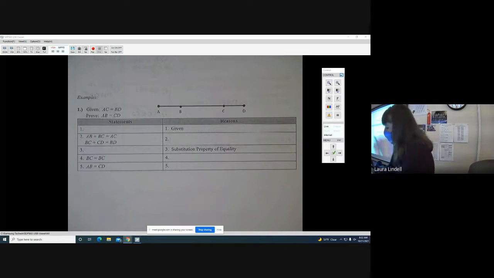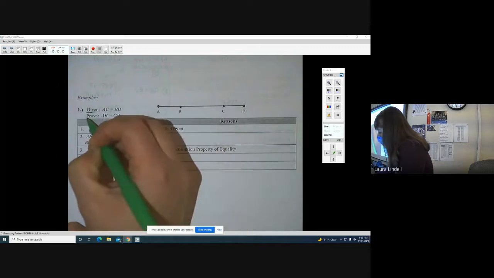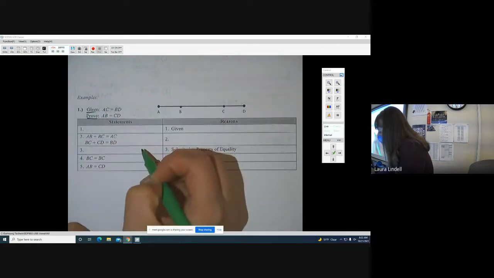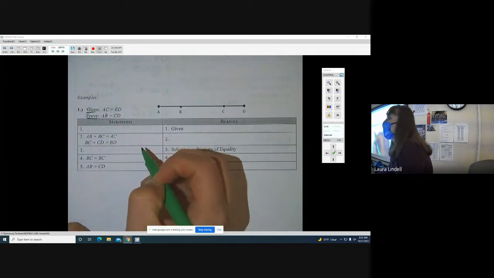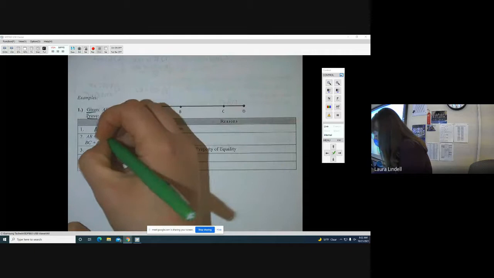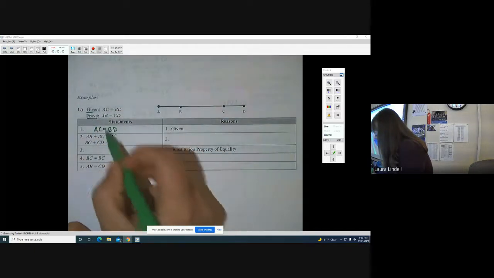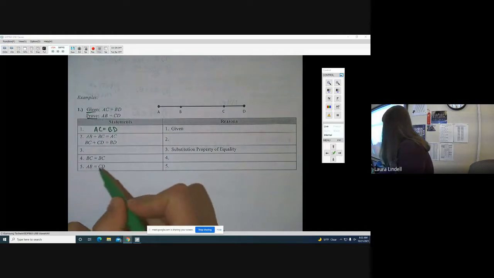We've got given AC is equal to BD. Prove AB is equal to CD. So what was step 1? Right, AC equals BD. We always fill in what we've been given first. And then we check, okay, the thing that we're trying to prove, it's already actually filled in for us down here. So we're good on that front.